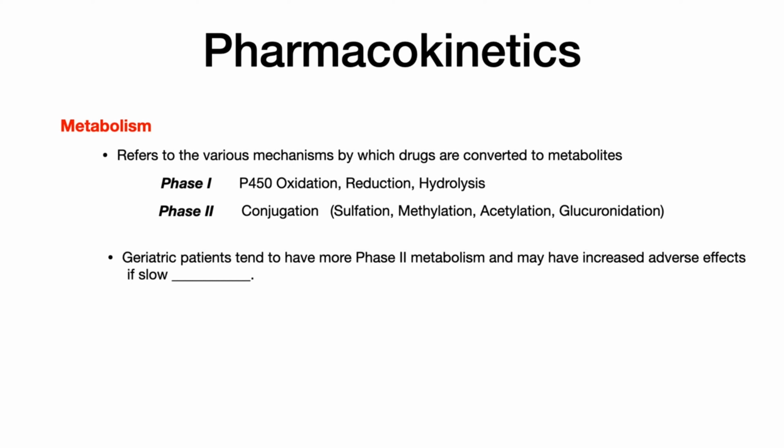So for geriatric patients, this is clinically a concern because they favor phase 2 metabolism, and therefore if there's any reason why they can't do one of those processes that you see on the slide, they could have a buildup of the drug and adverse effects. So that's metabolism. Just know phase 1 versus phase 2, know which types of reactions fall into each phase, and know that the P450 enzyme system is phase 1.